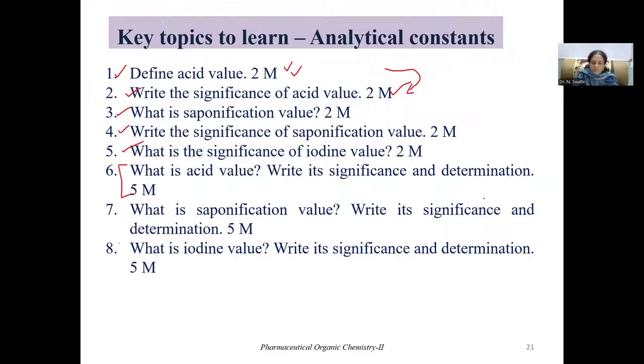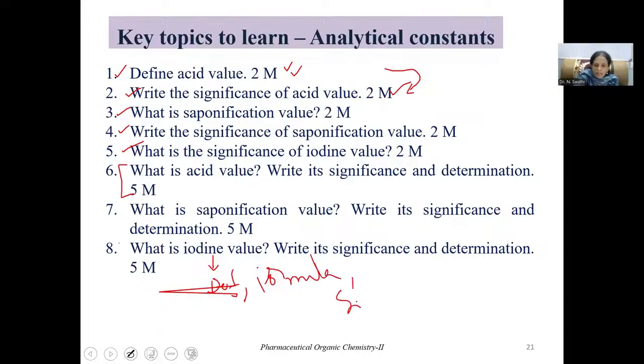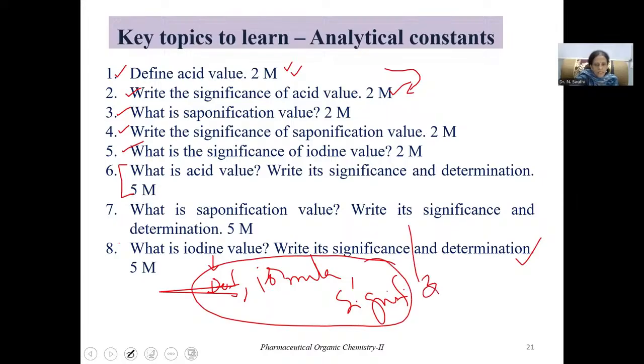And what is saponification value? Write its significance. Okay, for 5 marks. Similarly, what is iodine value? Write its significance and determination. So if it is asked like this also, students, at least learn definition. Anyway, you are going to learn the definition, must and should. Okay, so learn the definition and formula also. Formula is very, very important. Okay, and learn the significance. Okay, so for all the analytical constants, whatever are given in your syllabus, it is better to learn minimum these three things. Okay, because if it is asked for 5 marks, or at least if you write definition, formula, and significance, minimum 3 marks you will get out of 5.